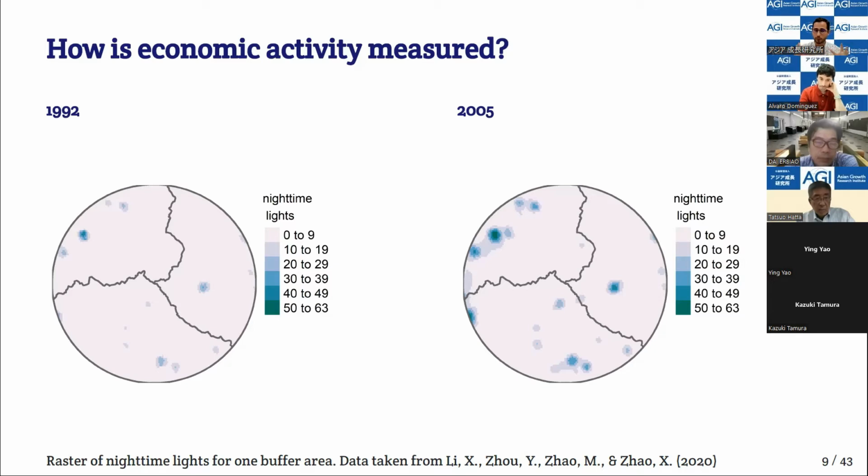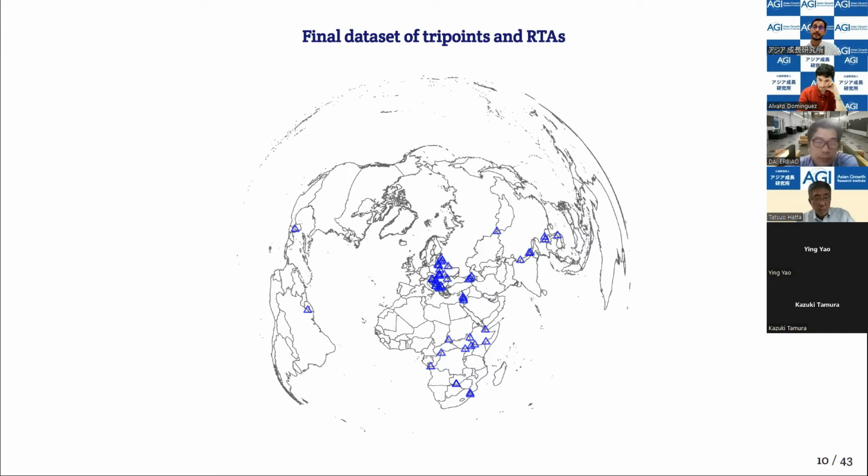And in case you're not familiar with this type of data, it's a raster, meaning that we have pixels, and each pixel is assigned a number from 0 to 63, being 63 the brightest indicator of lights, and 0 no lights, as an average over time. Sorry, as an average for 1 year, because we have daily data for these rasters.